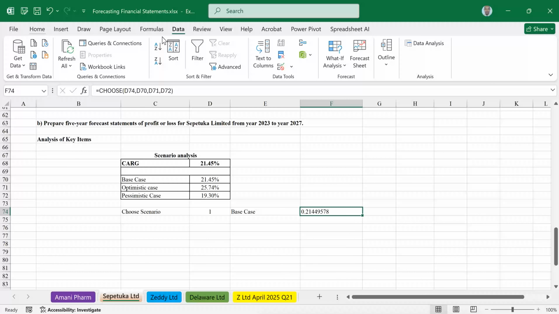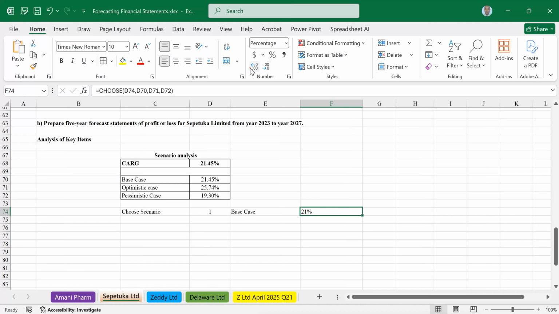Just convert it to percent. By the time you are changing anything here, if you choose a scenario, let's say 2, you can see it's changing the other side. If you are picking another one, let's say 3, it's also changing on the other side. If you are picking 1, that will also be changing to what we have there.